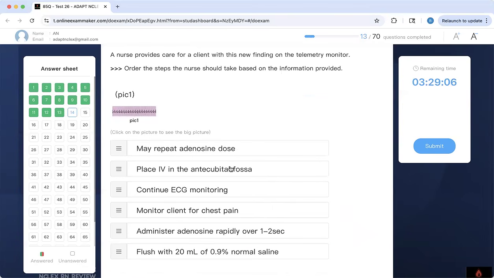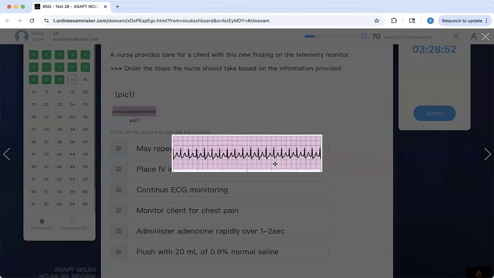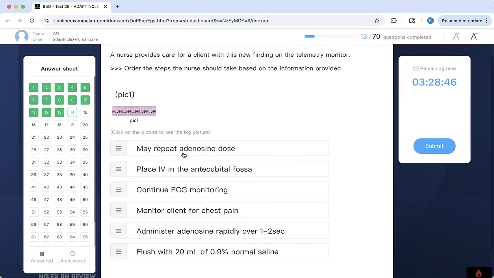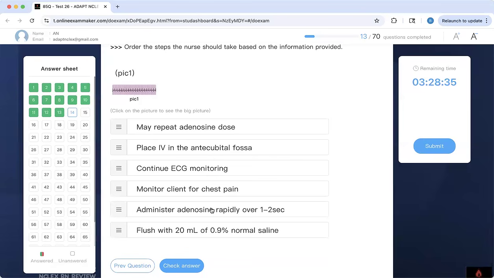What do you think? Physiological adaptation. EKG. I got you. And then provide care for a client with a new finding on the telemetry monitor. What are the steps the nurse should take based on the information provided? This is what you have. What do you think? Can you recognize it? That's an EKG. What do you do? Repeat adenosine dose, place IV in antecubital, continue monitoring, monitor the client, administer adenosine, flush it, in order. Even if you can't recognize this, the answer choices give you a clue. You pick your answer. Which order should you arrange them?